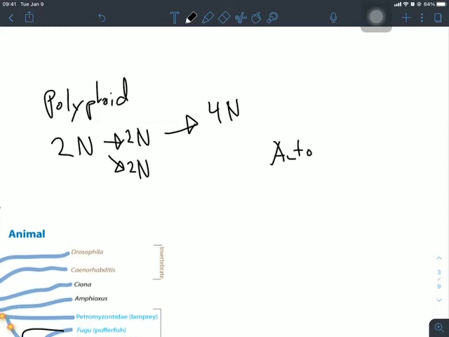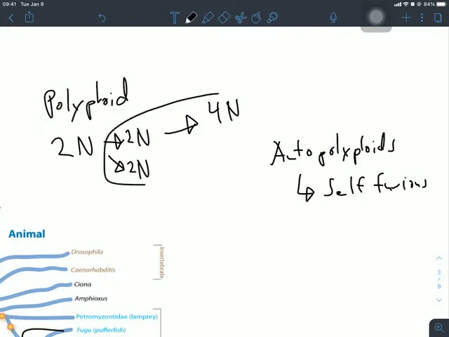Autopolyploids, meaning whole genome duplication events that are self-fusions, meaning one species will double its genome, and that'll be that. It will, from there, potentially form a whole new species, as we see kind of like this.